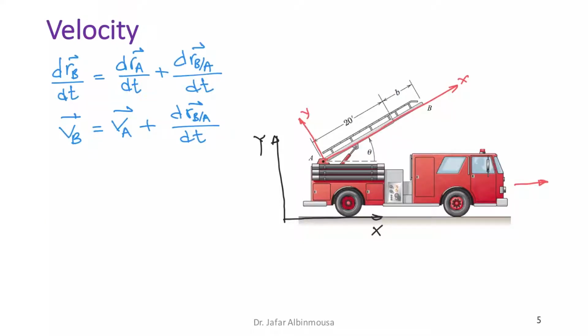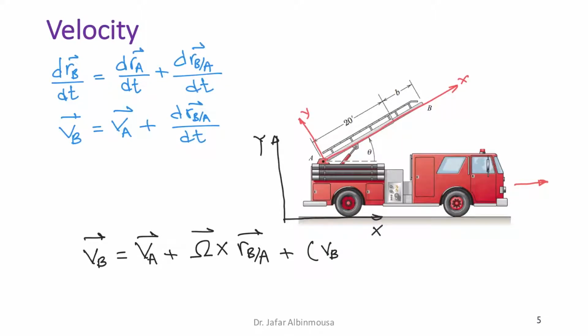But the final equation that we are going to get is this. We will get VB as a vector is equal to VA plus capital Omega cross RB with respect to A plus VB with respect to A, and this one is measured from the local coordinate system.